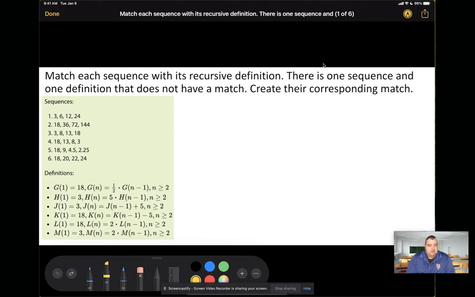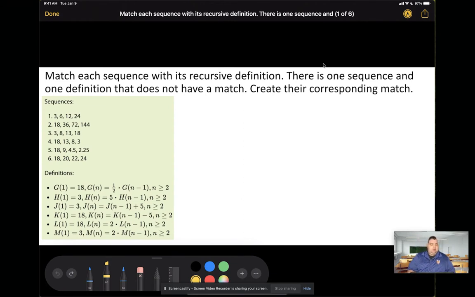Match each sequence with its recursive definition. There is one sequence and one definition that does not have a match. Create their corresponding match. So we're going to match each sequence with its definition. There's going to be one of each that doesn't have a match. So we're going to create a match.